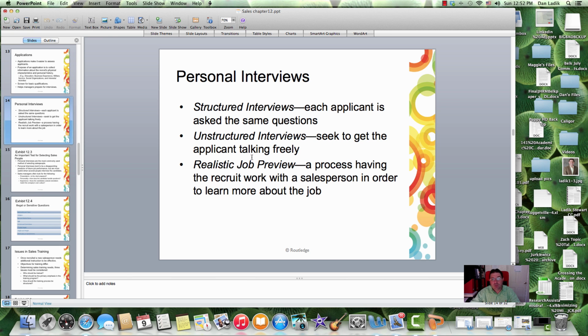Now, when it comes to personal interviews, there are structured and unstructured. The way it's set up in the book, it sounds like you're either doing one or the other. And usually what happens is that it starts off structured and shifts to unstructured, where you either ask everybody the same 3 questions and then you let it go from there, or you make sure that you have 5 questions on your sheet. You may not ask them the same way to each applicant, but we make sure that every applicant has to respond to these 5 questions.